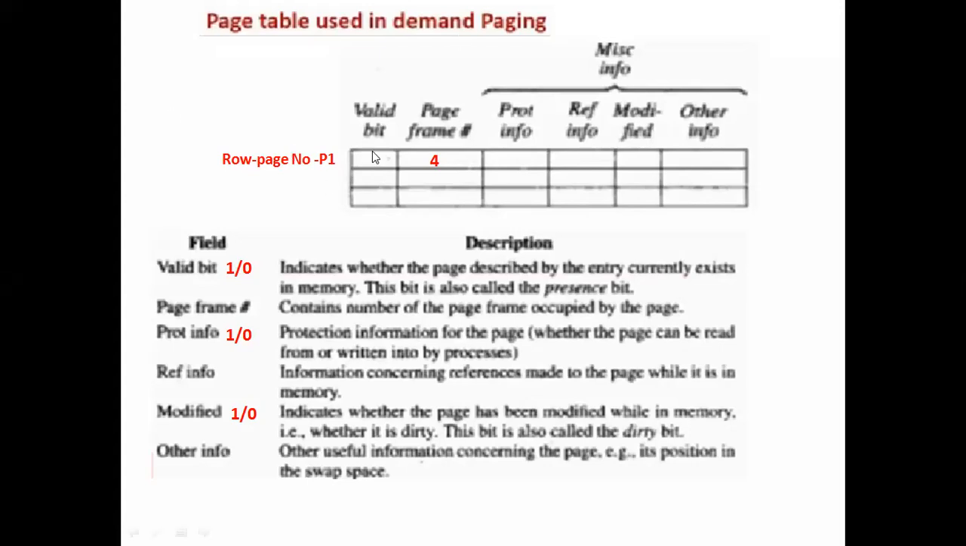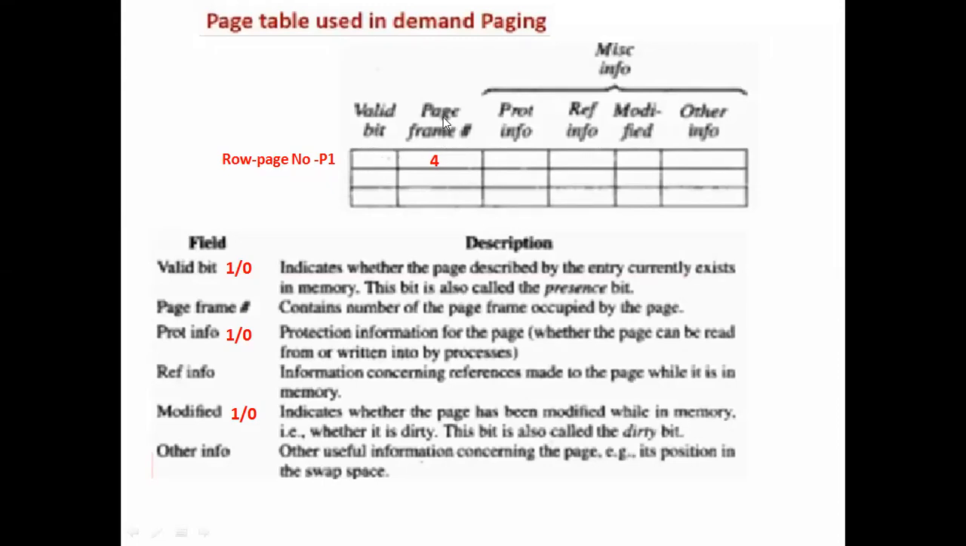So we have the indication of the validity of the bit, meaning whether the page is present in the RAM or not. This row indicates the row or page number, say for page P1. Whether the P1 page is present in the main memory or not is indicated by the valid bit.